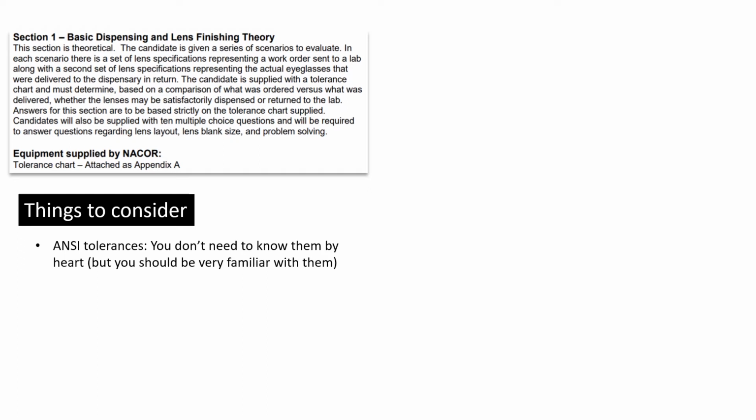However, we're going to jump into a few concepts that we should consider to start. So the first thing you're going to really want to know in this particular section is it's giving you jobs that you've ordered, and then a comparison of what you've received, and it's basically testing your ability to check jobs and to compare it to the ANSI chart and be able to decide whether you're passing or failing. So you should definitely know your ANSI tolerances, not by heart. However, you should be able to navigate that chart really, really well.